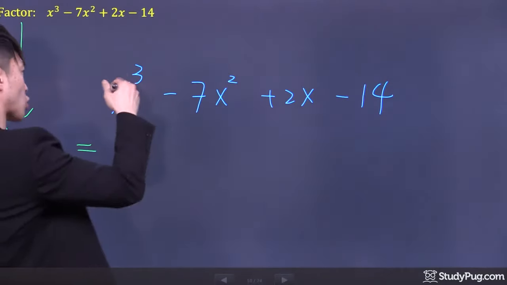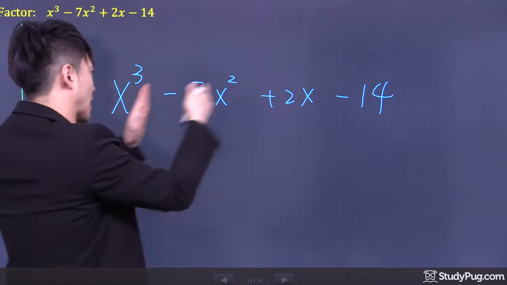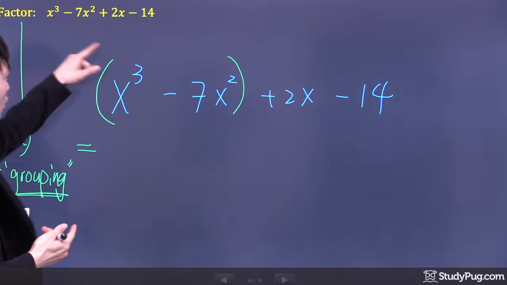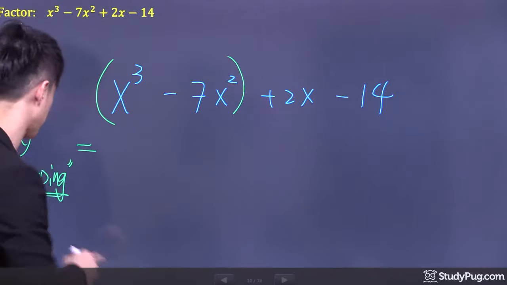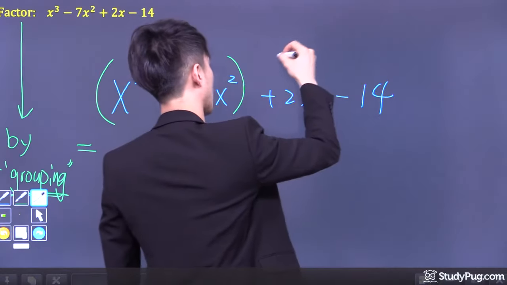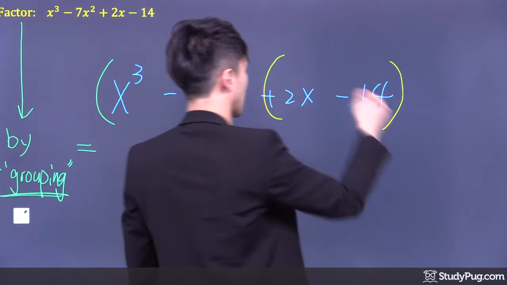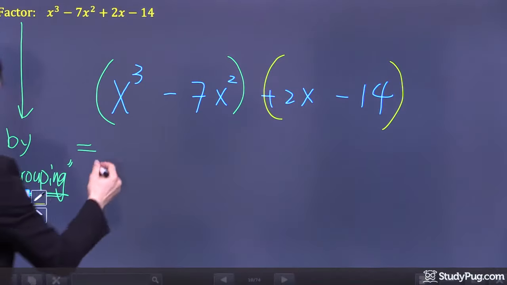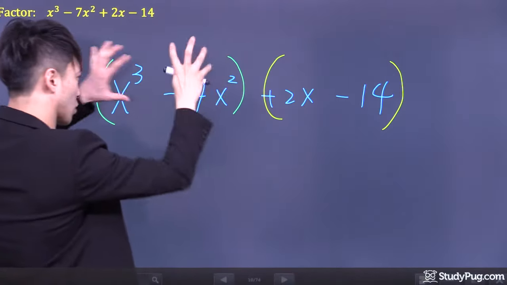Here, let's try to group the first term and second term as one family. I'm going to call it the green family. And let's group the third term and fourth term as another family, and let's call it the yellow family. Okay, cool. So now, within the green family, we have two terms.